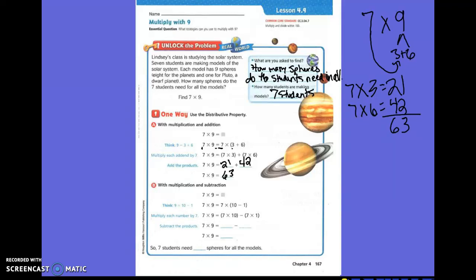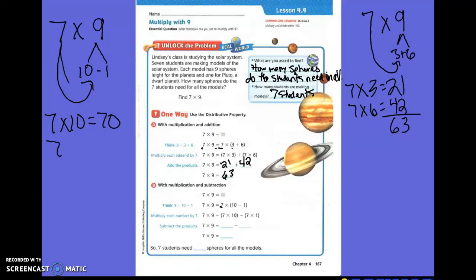So this time they did 7 times 9, but they said that that's the same as 7 times 10 minus 1. So they were doing 7 times 9, but instead of 9, they're doing 10 minus 1. Okay? So then you have to do 7 times 10, which is 70. Thank you. And then 7 times 1, which is 7.